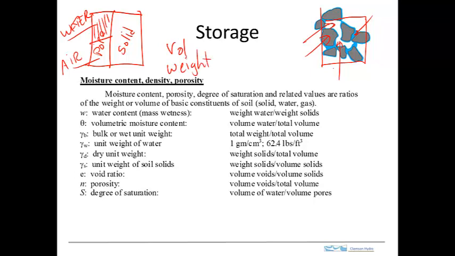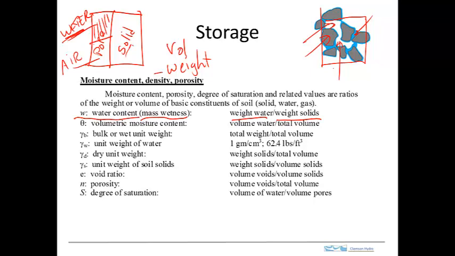Okay, so with that in mind, let's take a look at these different terms. The first one here, the water content. This is also called the mass wetness in some circles, and it is the ratio of the weight of water in a sample to the weight of solids. So we're using this weight characterization, and we're taking the weight of the water to the weight of the solids in a representative sample.